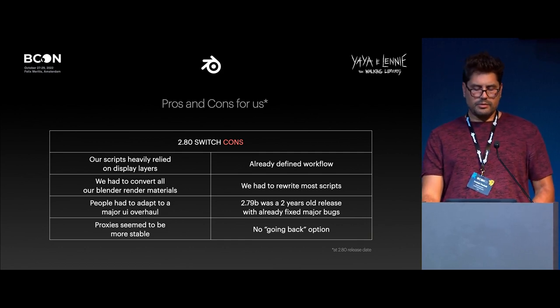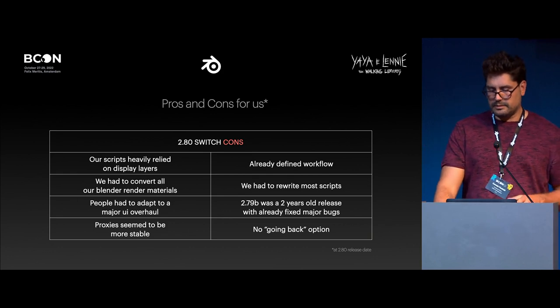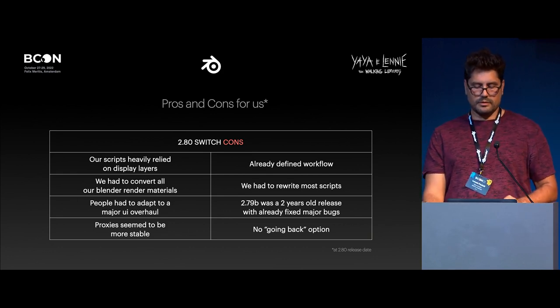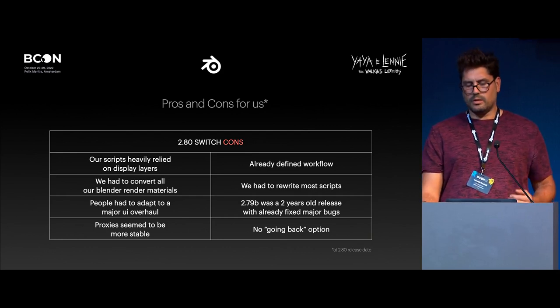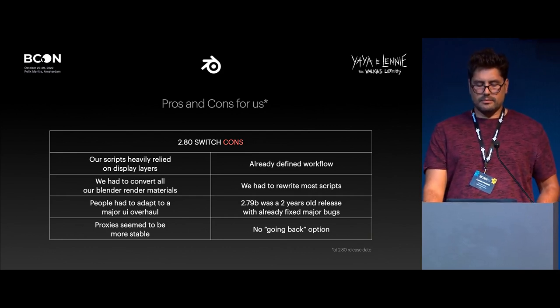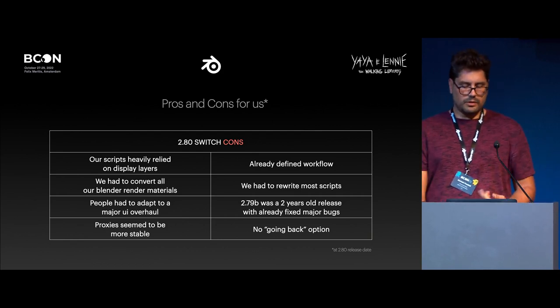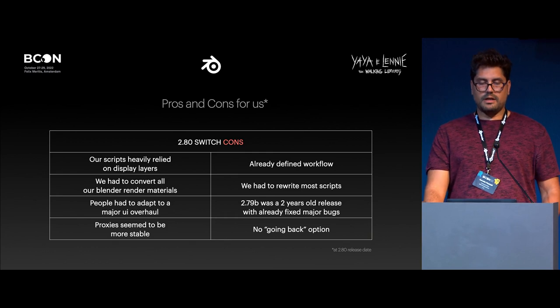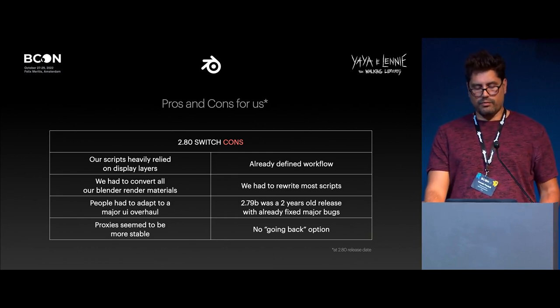2.79b was a two-year-old release with major bugs already fixed. This is the most important of the things I had to consider, because 2.80 was stable, was fantastic, but we didn't know what bugs it could come with, while 2.79b we used even for Cinderella the Cat, so it was quite known to us what to expect.